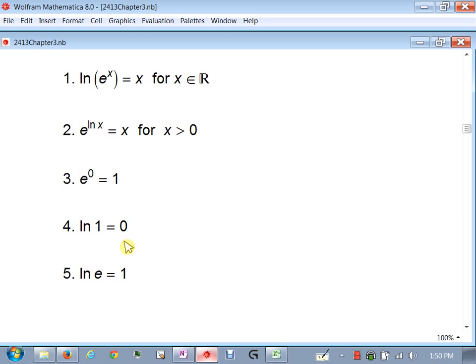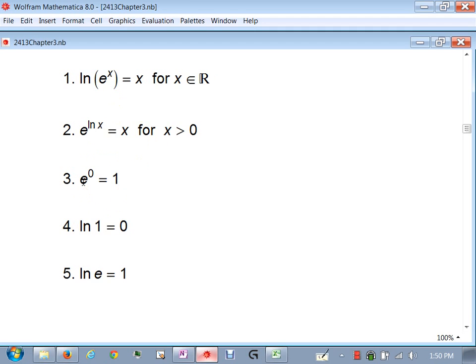The natural log of e is 1. Why is that true? It's this property right here. If I replace x with 1, isn't that natural log of e to the 1? Yes? And so the 1 goes into e, natural log undoes it, and spits the 1 back out.